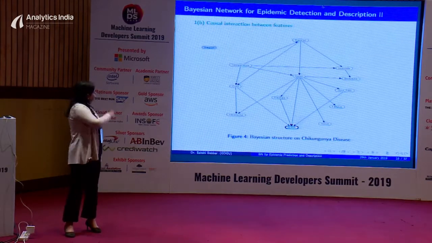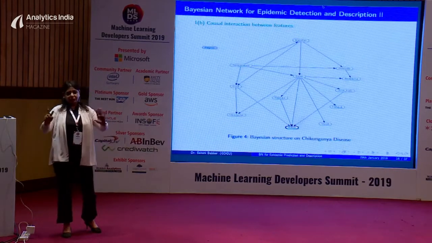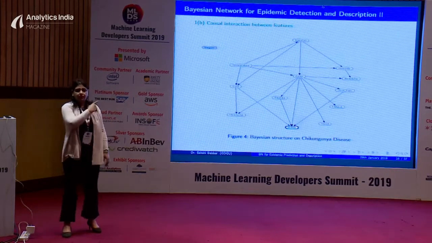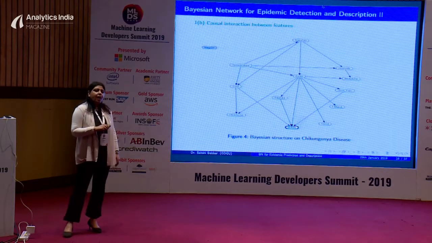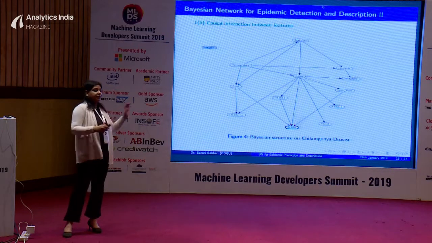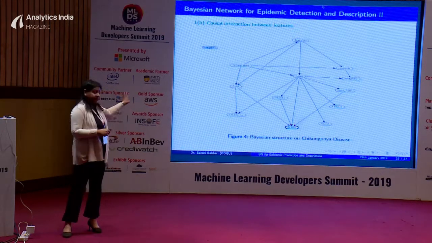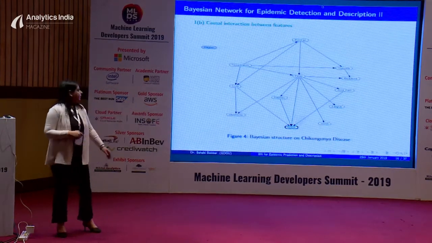And there is one independent node there, which is region, which doesn't have anything to do with the symptoms in the patients. But this variable is required so as to identify which particular region is getting affected. That's why this particular variable is sitting here.